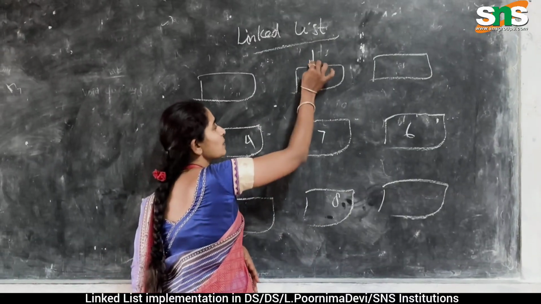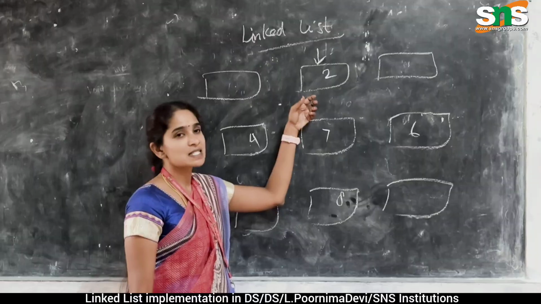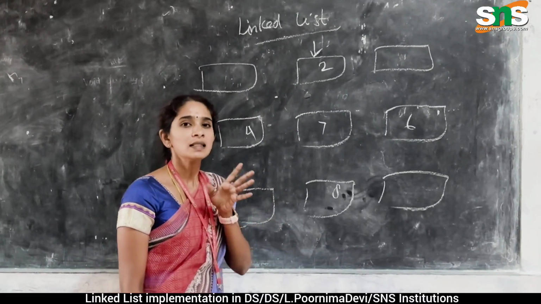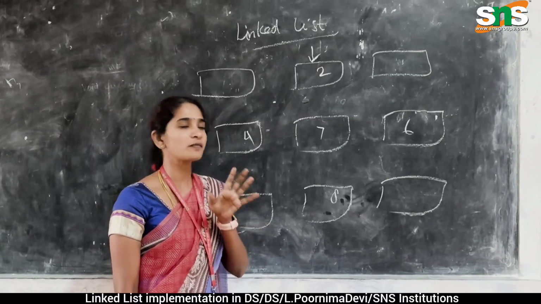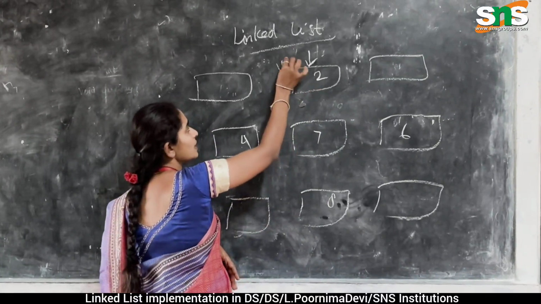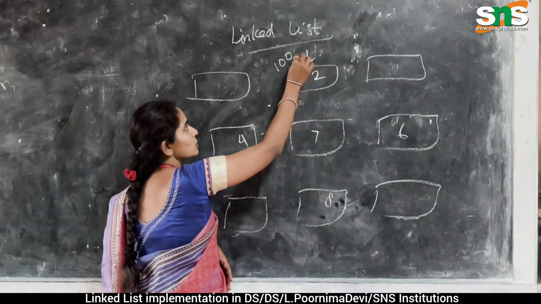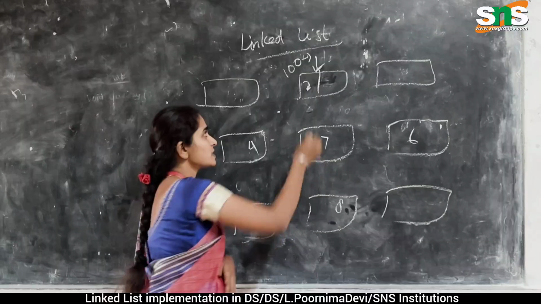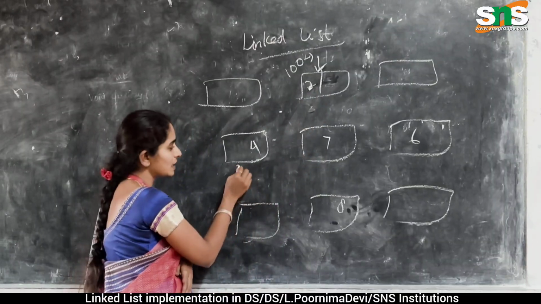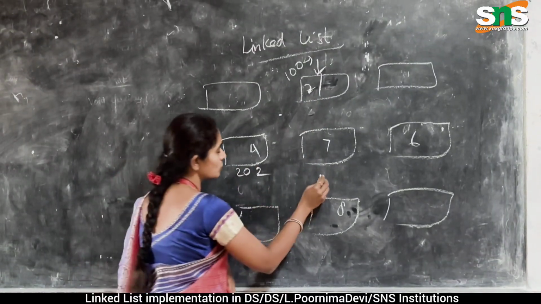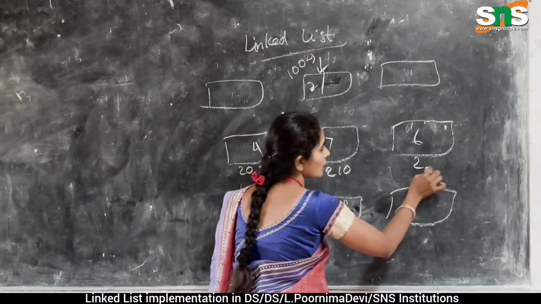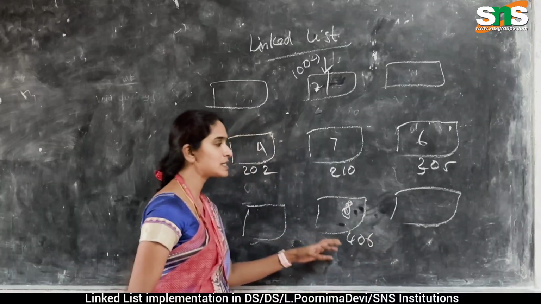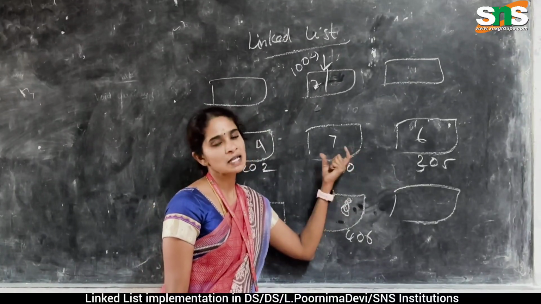So if this is my first element, that first element has to know where the next element is. That means that element has to know the address of the next element. So 2 is at an address of 100. This is the first element and it has to know the address of the second element. So I need to add the addresses of the elements: 202, 210, 305, 406. These are all the addresses that have to be stored.